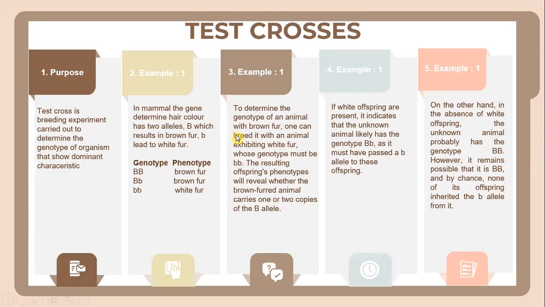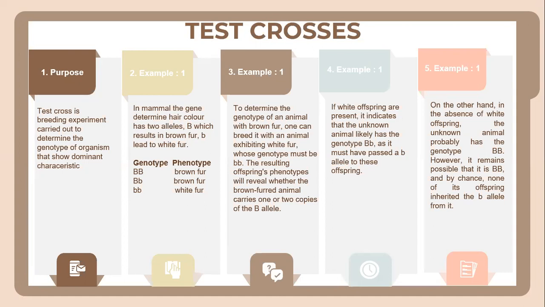Test cross. The purpose of a test cross is a breeding experiment carried out to determine the genotype of organisms that show dominant characteristics. In a mammal, the gene determines hair color with two alleles, capital B, which results in brown fur, and small b, which leads to white fur. Below is a genetic diagram where we can plot genotype and phenotype, where capital B refers to brown fur, capital B small b refers to brown fur, and small b refers to white fur.